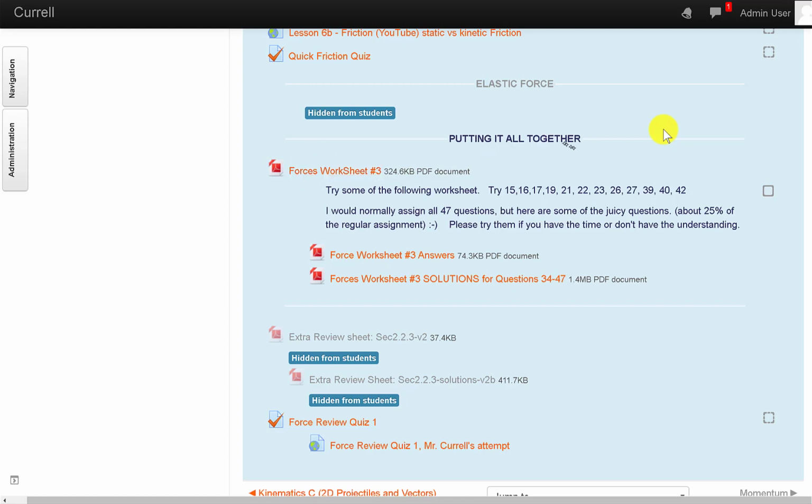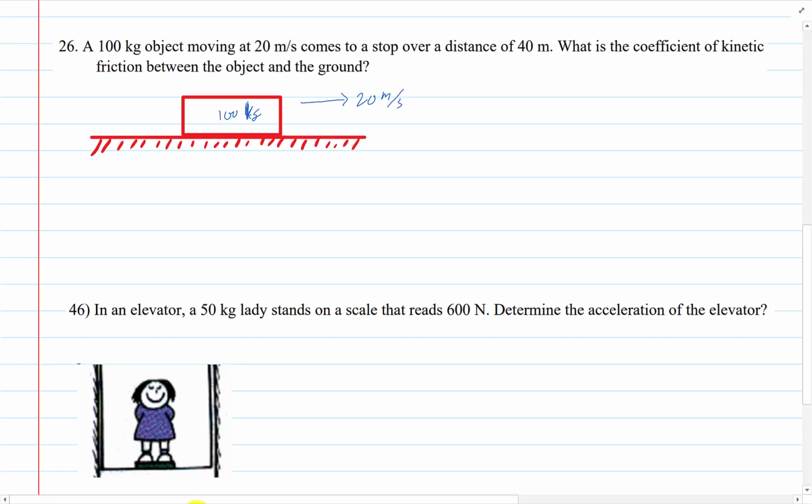It's under "putting it all together." We've done a lot of forces and stuff like that beforehand, so let's take a look at number 26. A 100-kilogram object moving at 20 meters per second comes to a stop over a distance of 40 meters. What is the coefficient of friction? And that'll be kinetic friction because it is sliding between the object and the ground.